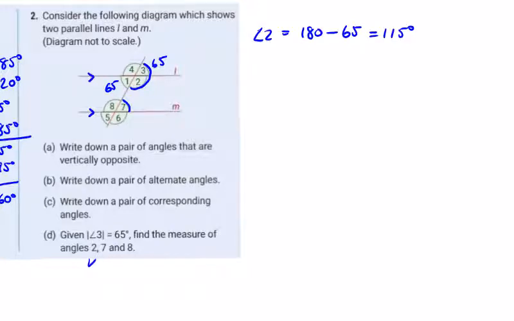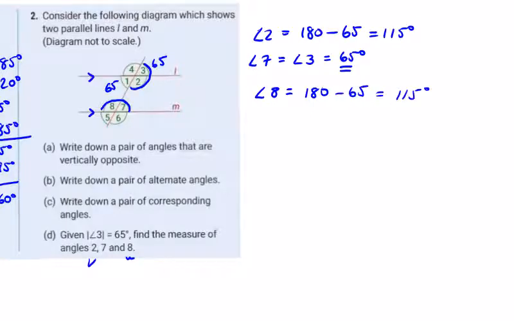Angle 7 corresponds with 3. So angle 7 is equal to angle 3, which is equal to 65 degrees. And angle 8 here, we have angle 7, 65. So angle 8 is equal to 180 minus 65, which is equal to 115 degrees. Or angle 8 is equal to angle 2 because they are alternate. So a couple of ways to do that one.